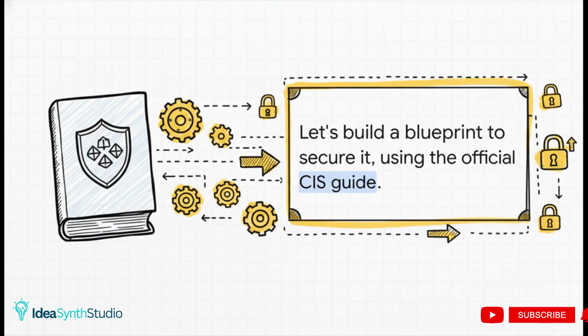No way. We're going to use the official Center for Internet Security, or CIS, guide as our source. This will help us create a clear, actionable blueprint for some really robust API system testing. So, let's start with the foundation, shall we?